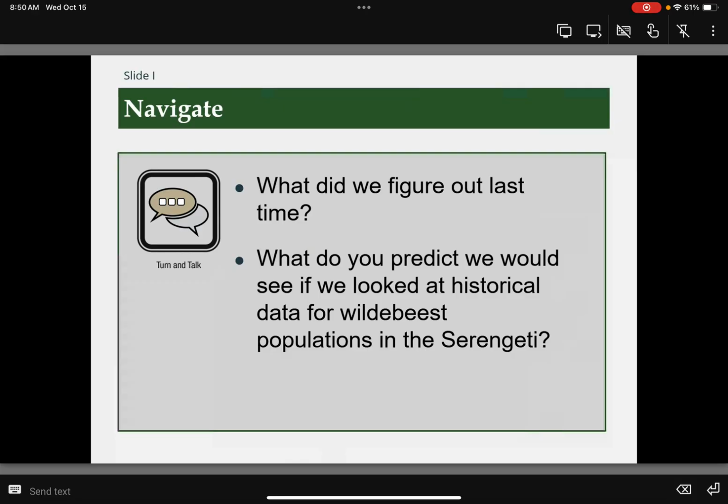There is a limiting factor, right? And because of that, a population can reach a carrying capacity. So what population it can actually support because of that limiting factor. In this case, we are talking about the grass, right? What do you predict we would see if we looked at historical data for wildebeest populations in the Serengeti?